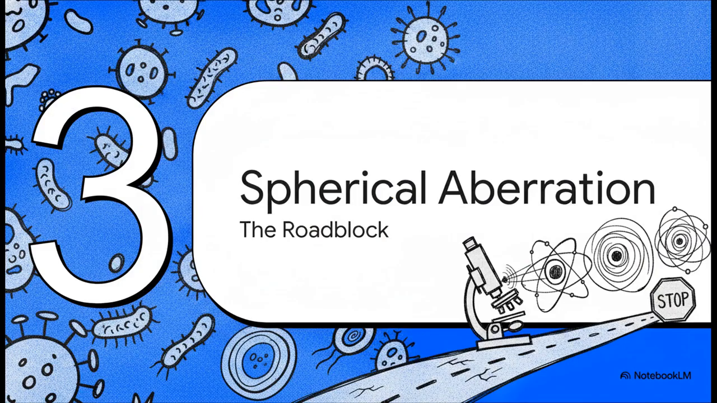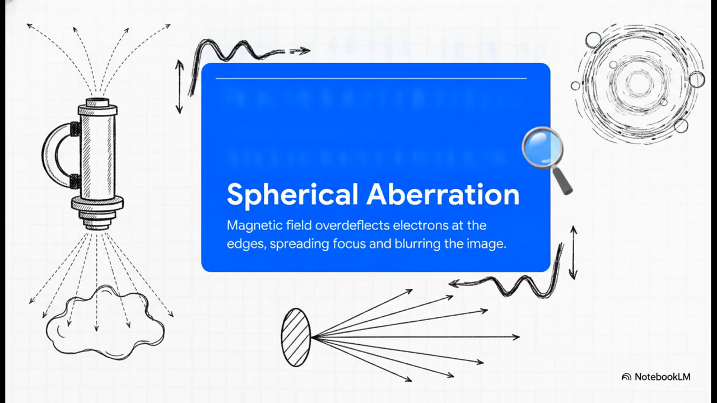But it wasn't smooth sailing for long. Welcome to part 3, the spherical aberration roadblock. Just as scientists thought they were on the verge of easily zooming right in on the atom, they hit another wall. As they cranked up the magnification on these new microscopes, the images became irreparably blurry.